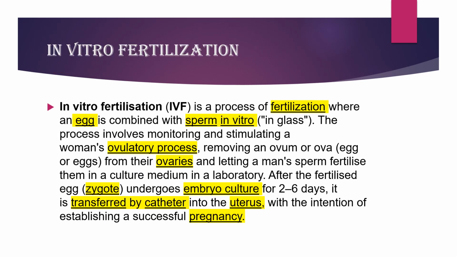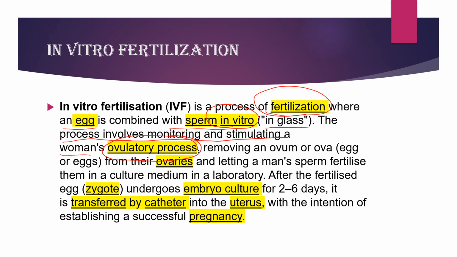So here comes in vitro fertilization. What does this mean? This is a process of fertilization where the egg is combined with the sperm in vitro. What does the term in vitro mean? It means in glass. This fertilization method takes place in glass, not inside the body, and the process involves monitoring and stimulating a woman's ovulatory process.